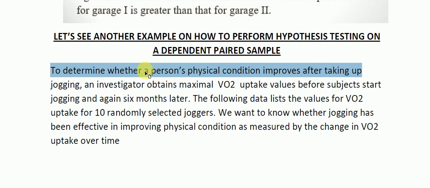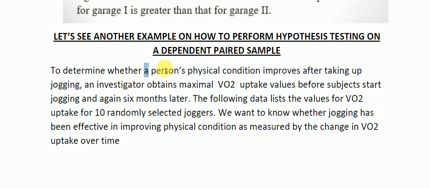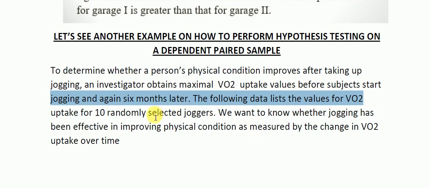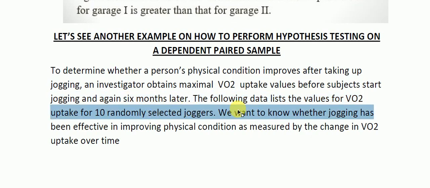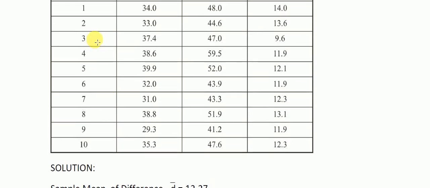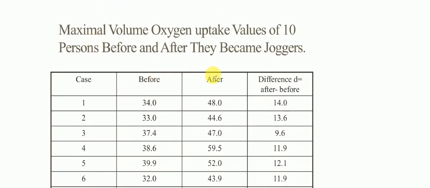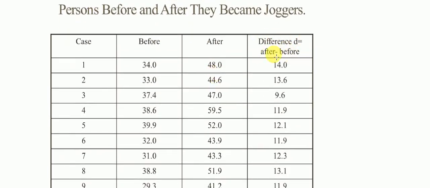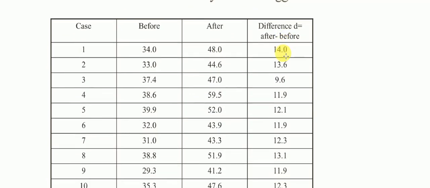So another example on hypothesis testing: to determine whether a person's physical condition improves after taking up jogging, an investigator obtains maximum volume of oxygen uptake values before the subject starts jogging and again after 6 months. The following data lists the VO2 uptake values for 10 randomly selected joggers. We want to know whether jogging has been effective in improving physical condition as measured by the change in volume of oxygen uptake over time. So we have these 10 cases: before jogging, after jogging, and this is the difference. After minus before, they have used this, so we must stick to it throughout the question.